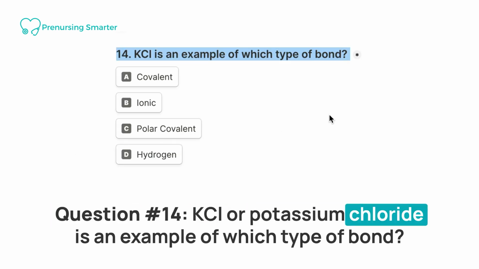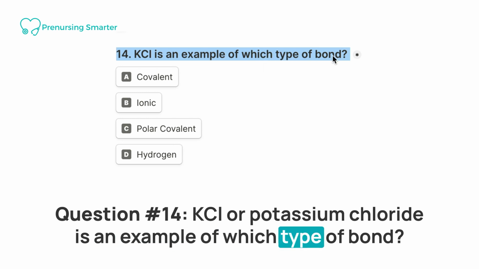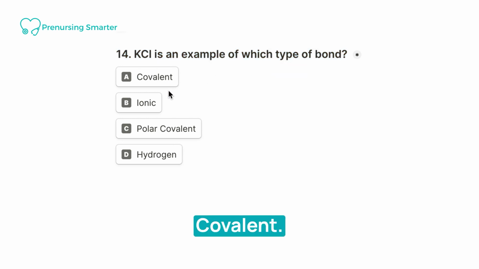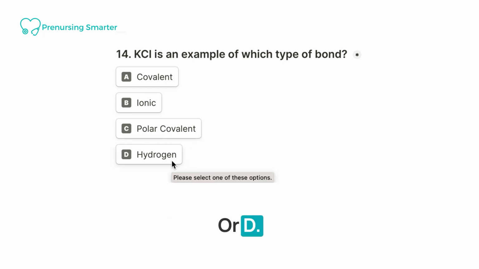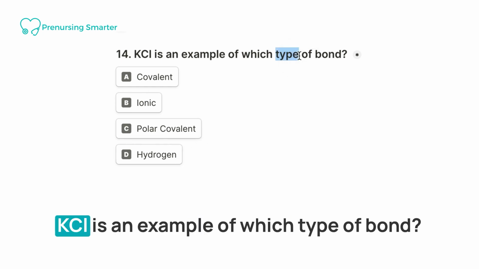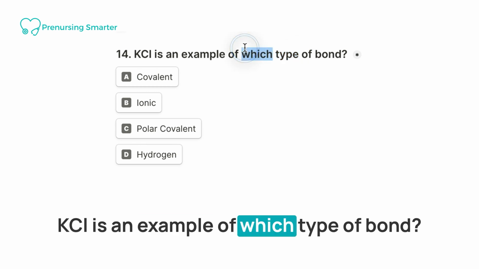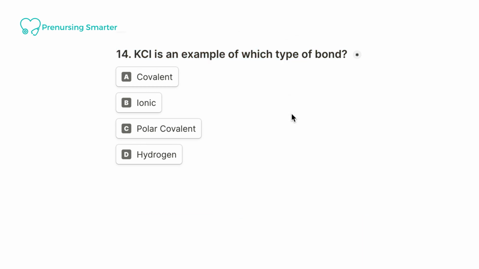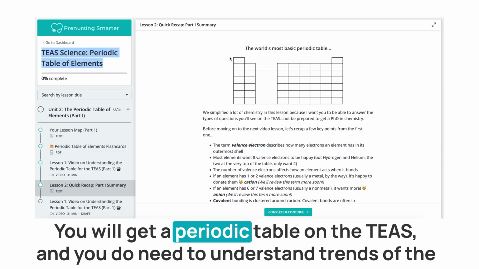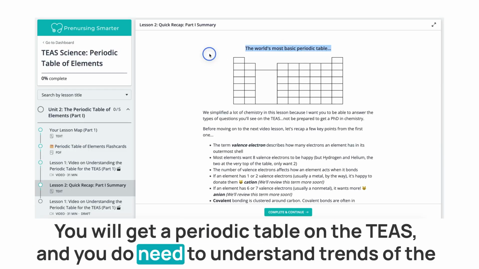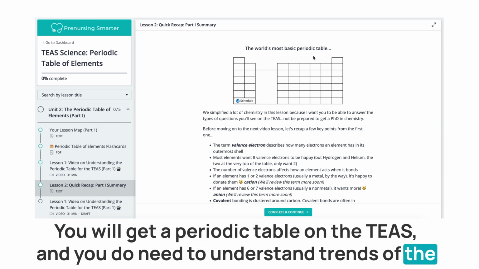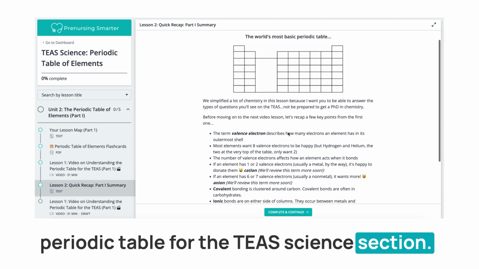KCl, or potassium chloride, is an example of which type of bond? A. Covalent, B. Ionic, C. Polar covalent, or D. Hydrogen. KCl is an example of which type of bond? The answer is B, ionic. You will get a periodic table on the TEAS, and you do need to understand trends of the periodic table for the TEAS science section.